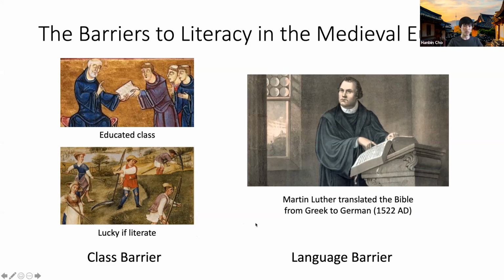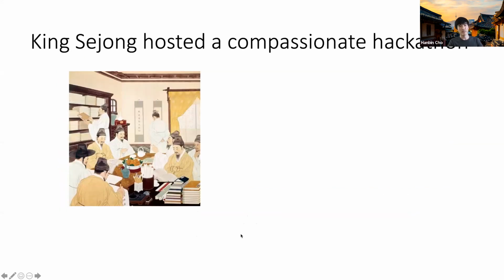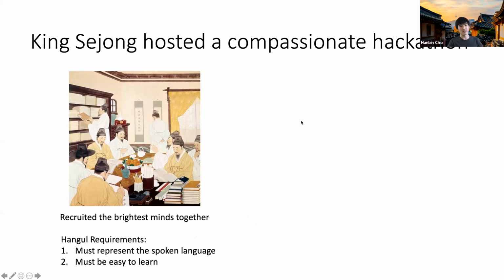But I will show you Korea's way of responding to that. King Sejong hosted a compassionate hackathon. He recruited the brightest minds of the dynasty together, and he set out two simple requirements. Hangul must represent the spoken language of the Korean Peninsula, and it must be easy to learn, because the target users are not educated people and they need to pick it up quickly.